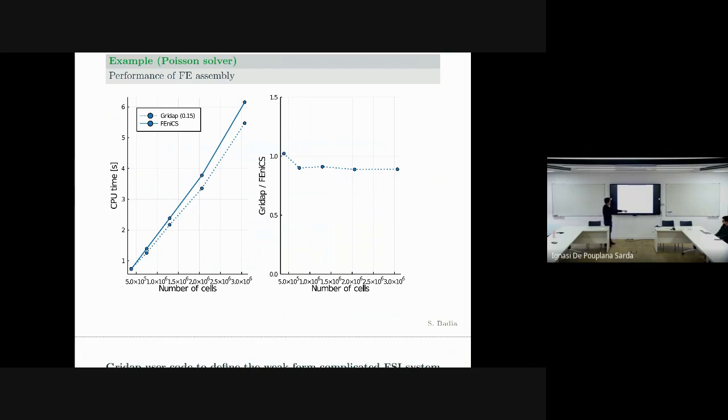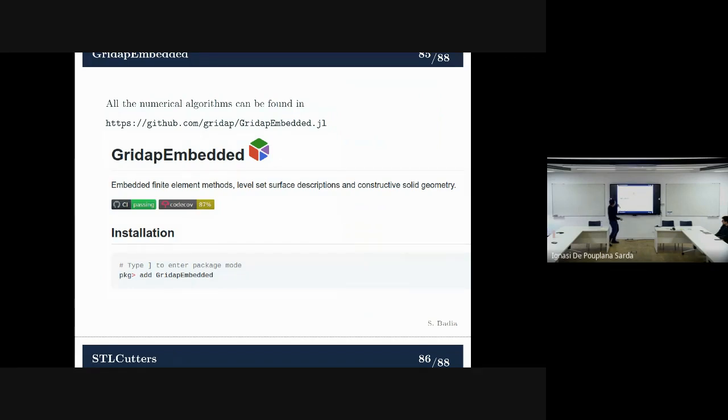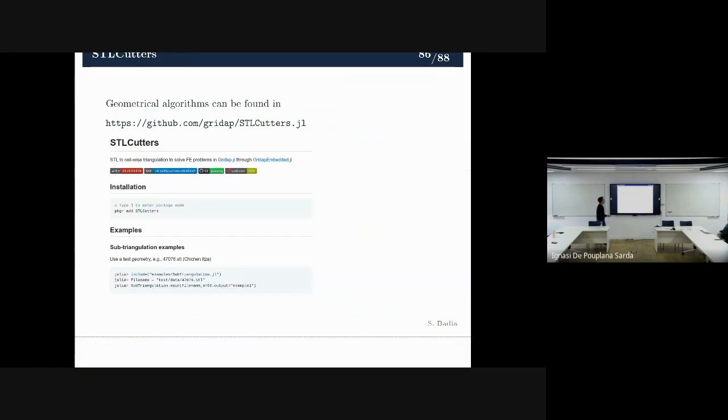To finish, this is a more complicated bilinear form. I think that this is a fluid-structure interaction with Nitsche terms. We have jumps, means, etc. And with regard to the embedded part, we also have an extension of GridUp in which we deal with all this embedded part that I presented here. Most of the code is already there if you're interested. And with regard to the geometry, it is in this other package that we have here, in which we cut all these geometries, etc. You can also find it on GitHub.